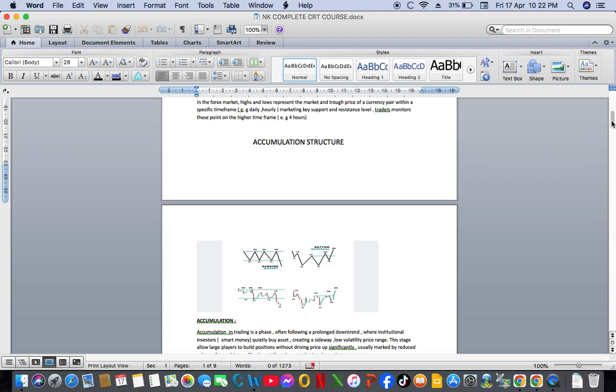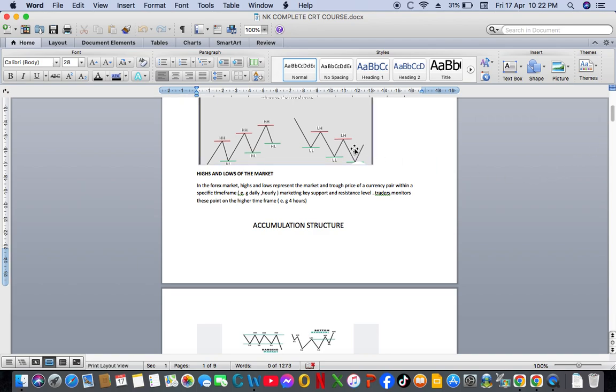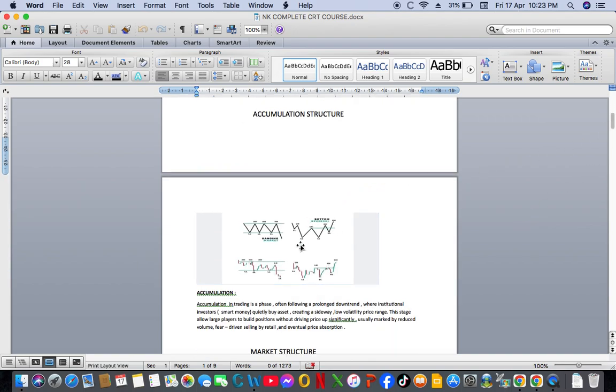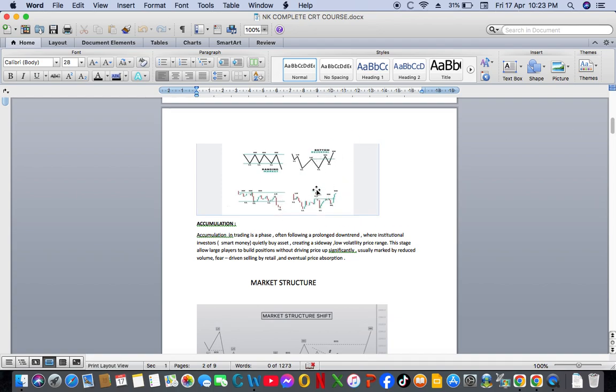Now that you understand the highs and lows and the profiling, what are the next things you want to look at? You also want to understand the market structures, the structures the market is giving you. I'm still going to use part of the profiling to talk about structure. We have three types of structures in the market: the uptrend, the downtrend, and the accumulation. When the market is accumulating, as you can see here, this area of the market is accumulation.